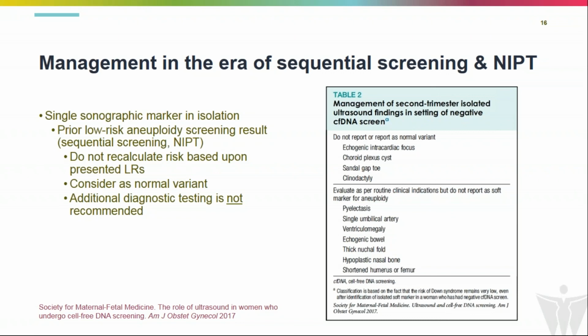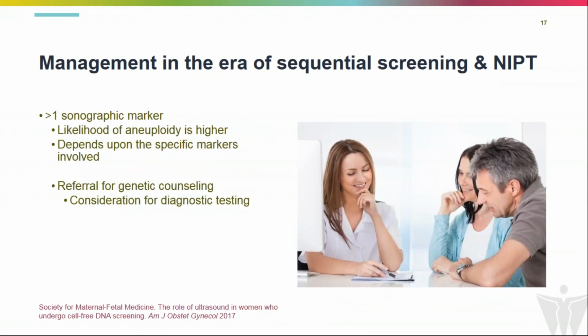When you see more than one sonographic marker on ultrasound, the likelihood of aneuploidy is definitely higher. It really does depend upon which markers you're seeing. And in these cases, we do recommend referral for genetic counseling to go over what these risks may be and the consideration for diagnostic testing.